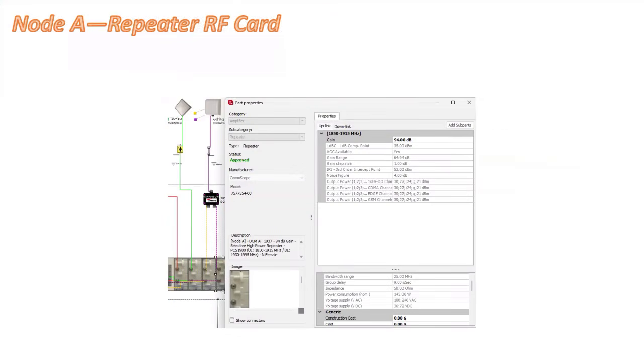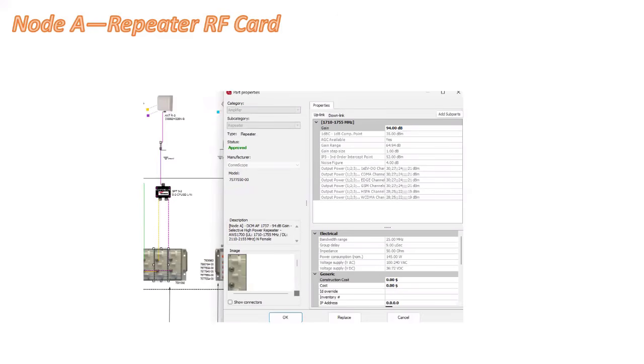This is the RF card for the PCS band, right? Check the gain. The gain is around 94 dB, and the noise figure is 4 dB, right? You should take care of noise, gain, and which frequency this particular RF card supports. The output power is 30 dBm maximum, and the minimum is 21 dBm.